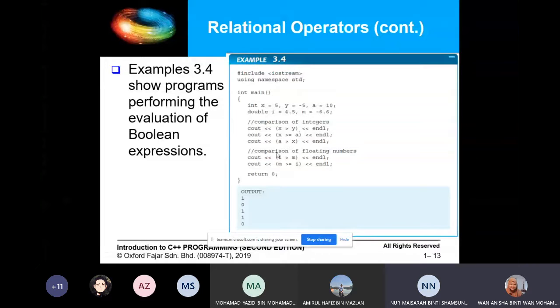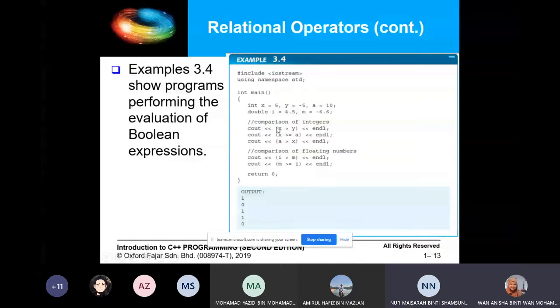5, is it greater than -5? True or false? False. False. Ah, false or true? True. True. Sorry. True. Good, good. So when we say true, the compiler will understand the true as one. One. See, the output is not true here, but the output will become one.